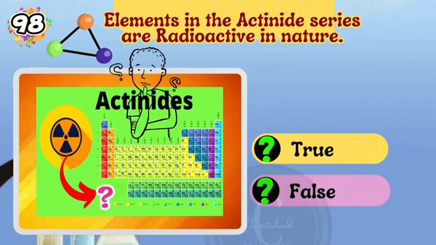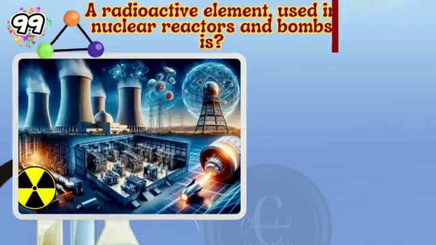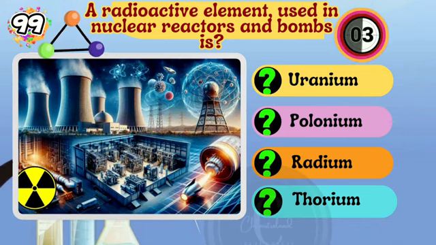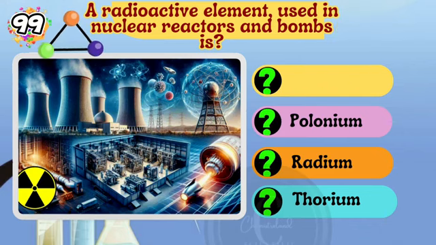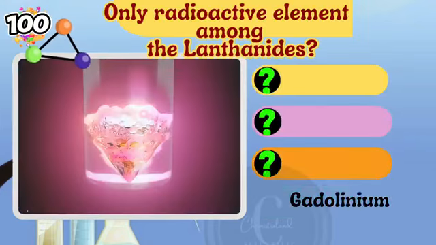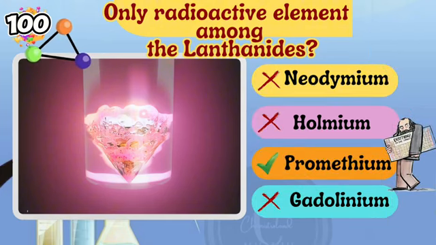Elements in the actinide series are radioactive in nature. Are you agreed with this statement? Yes, it's true. A radioactive element used in nuclear reactors and bombs is uranium. Only radioactive element among the lanthanides is promethium.